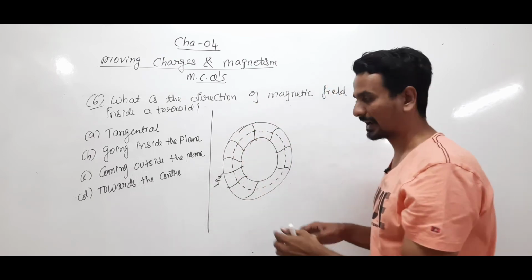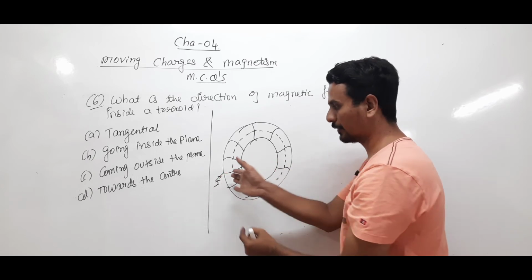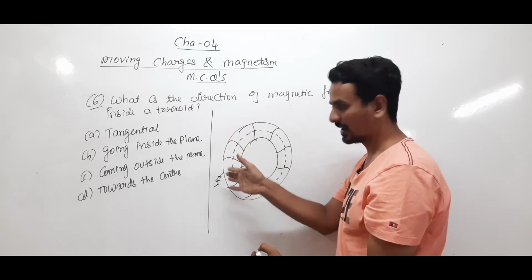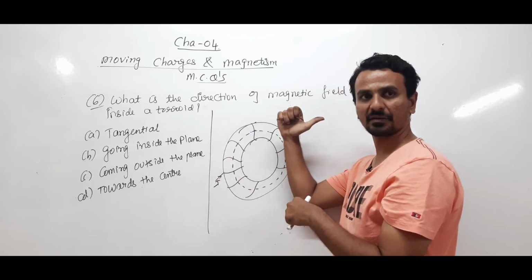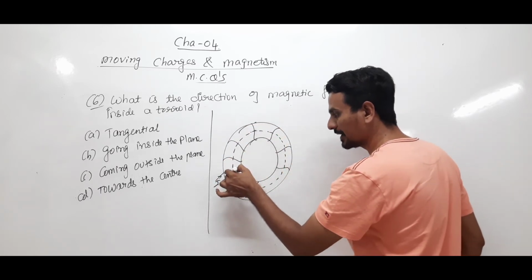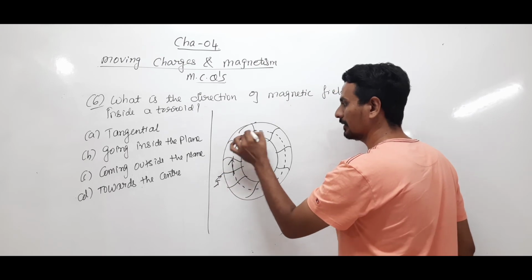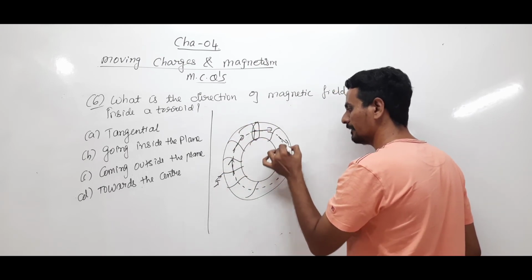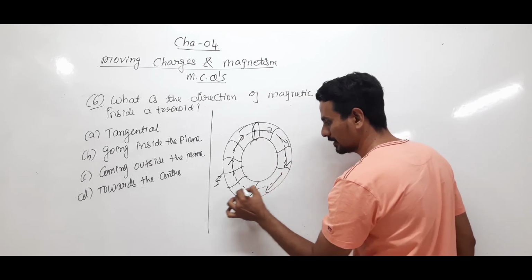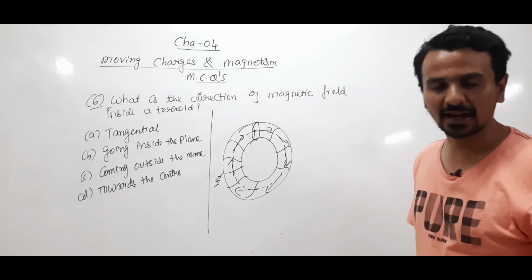Clear? So magnetic field, this is how the current is flowing. So magnetic field will be here. It will be in this direction. If this is the turn, magnetic field will be in this direction. So that means magnetic field will be here, this way, this way, this way. This is the turn. So this is the direction of tangent. This is how the magnetic field will be.